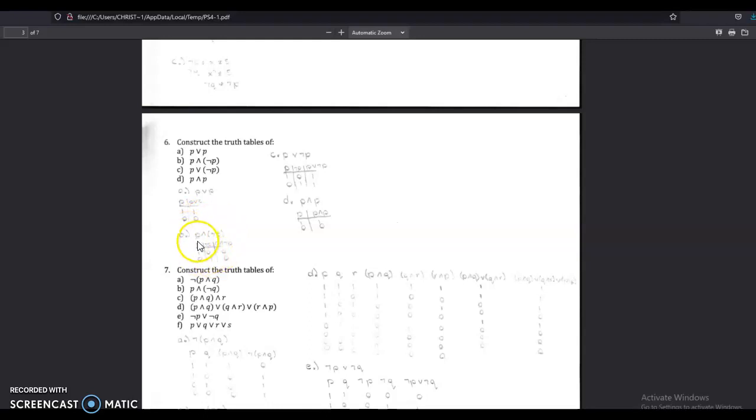So for the next one, it's P and inverse of P. So P is going to be 1, 0. The inverse is going to be 0, 1. So both of them being true is going to be 0, 0.